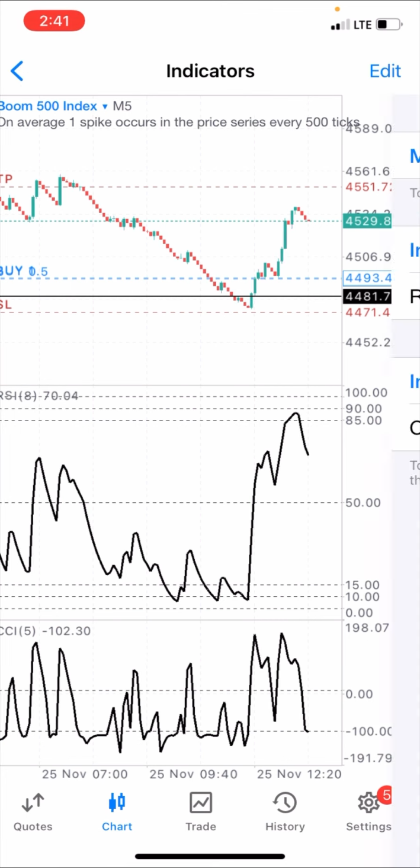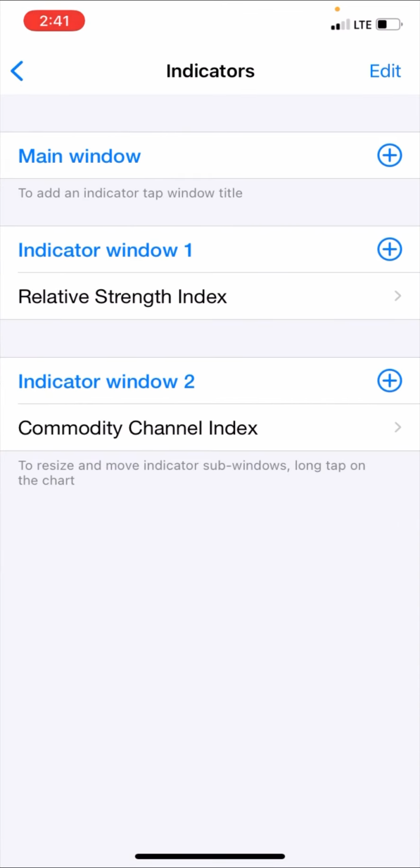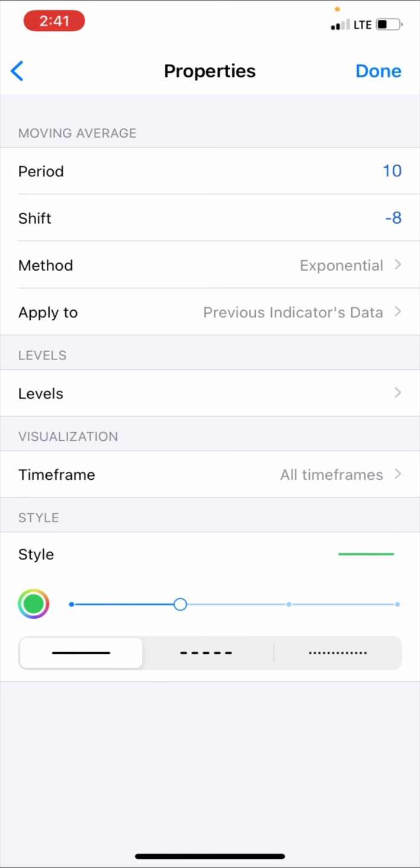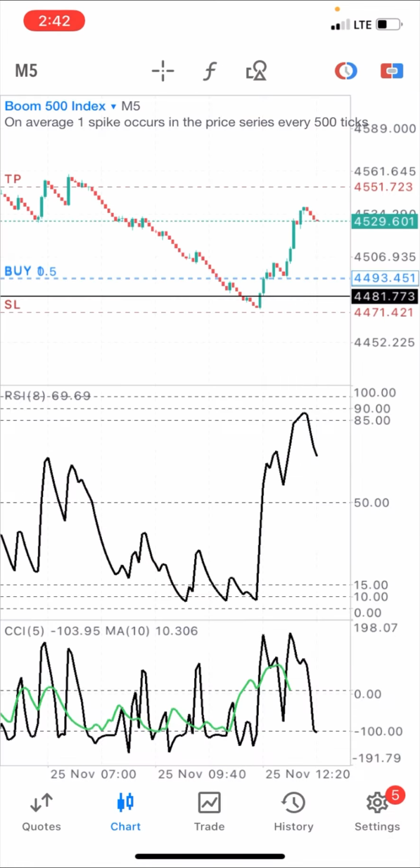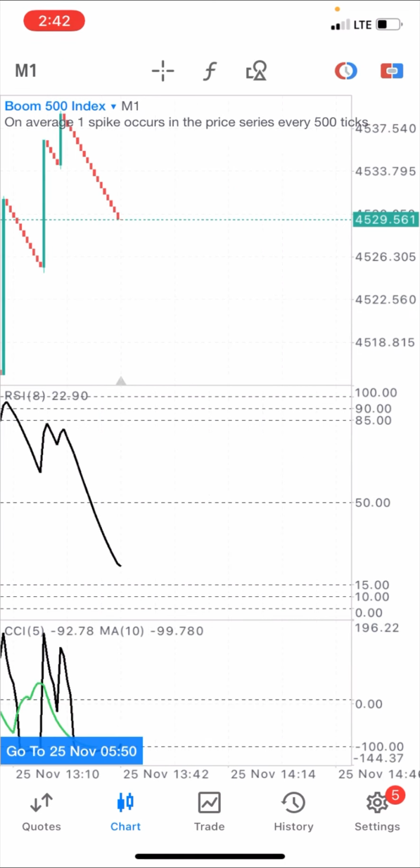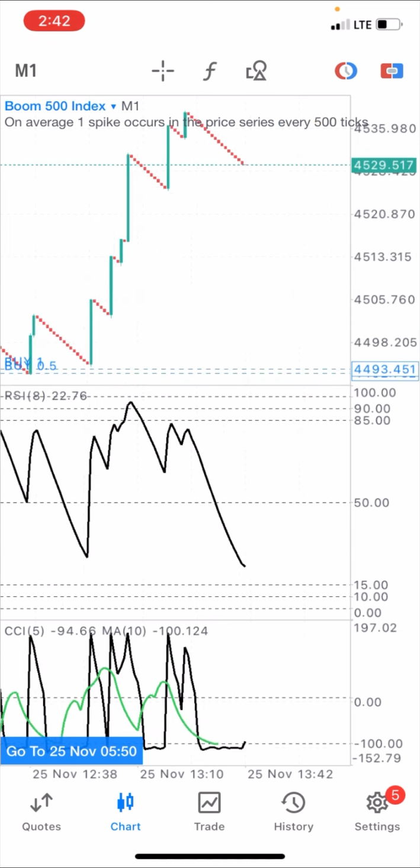Okay, so we are going to add one more indicator, which will be the moving average, and should be of the following parameters. Period 10, shift minus 8, method exponential, applied to previous indicator data this time. Okay, all time frames, and you can choose any color of your choice for this. All right, so you just click done when you're done with that, and you should have this setup on your chart. Now this indicator works best on the 1 minute time frame, so let's go to the 1 minute time frame, and you should see this on your chart.